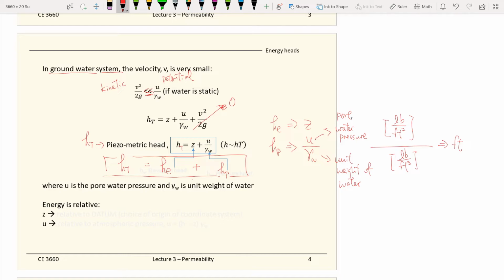And remember, our energy is in relative terms. So for our elevation head, the elevation is relative to the datum. We will talk about datum in the next slides. So pretty much it's a choice of origin of your coordinate system.